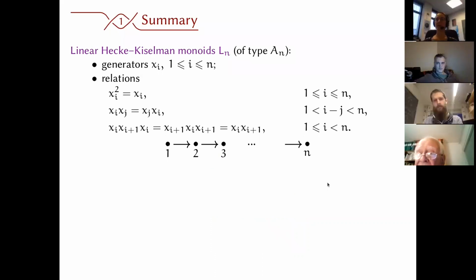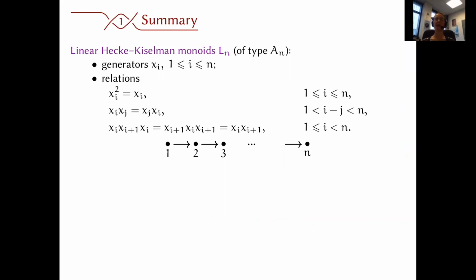In the first part of this talk, I will talk about one particular instance of the Hecke-Kiselman monoid. So it has n generators, and we impose three kinds of relations on these generators. First of all, we want all of them to be idempotent. Then we want the generators with not neighboring indices to commute. And finally, we would like to impose these kind of strange relations on neighboring generators.